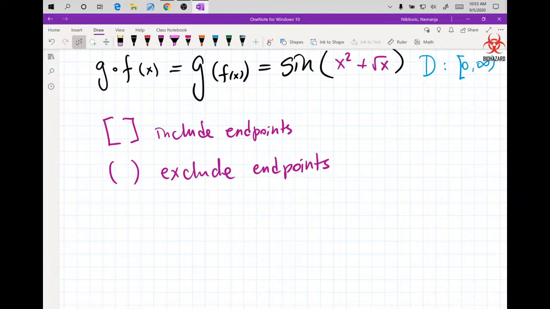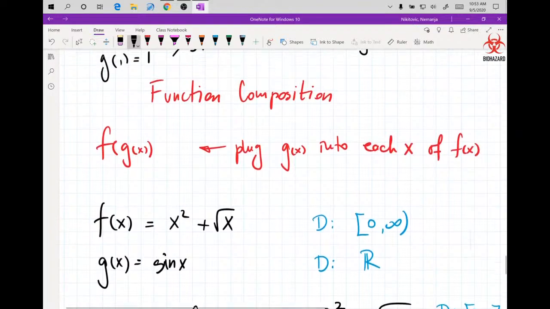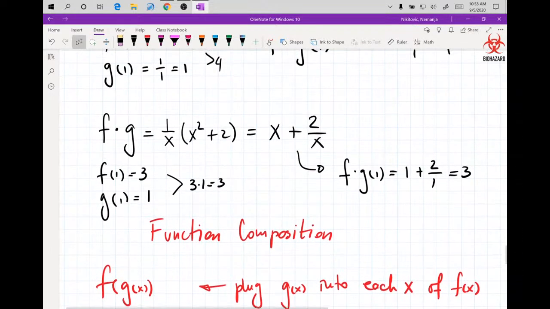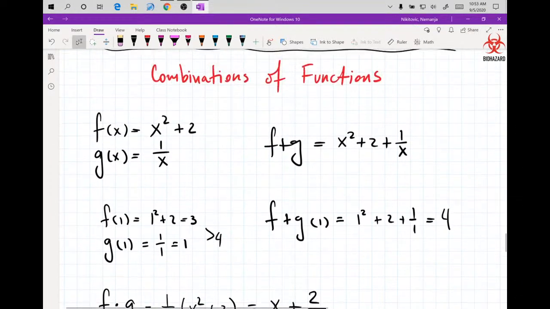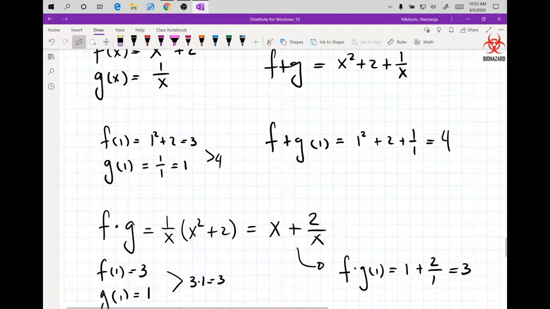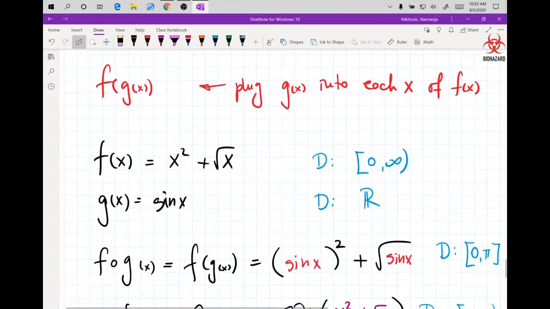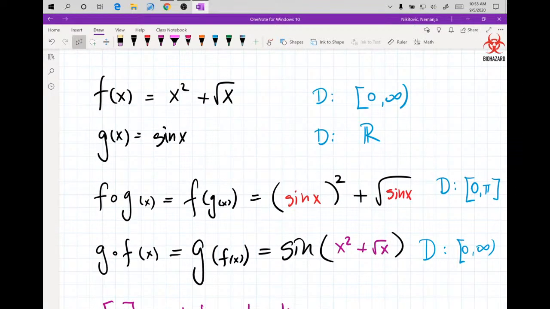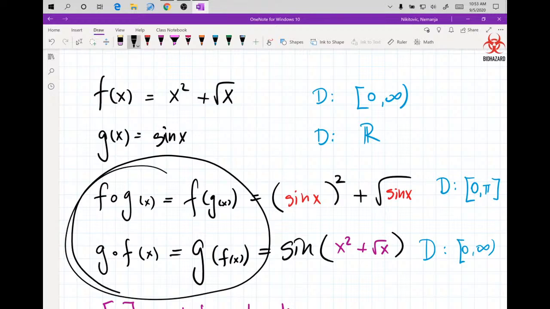So function composition will be used a lot, and the hope is that you will be able to quickly recognize which function plugs into which looking at the notation. So f composed with g, or g composed with f. This is your guide, where it says that g is plugged into f, and f is plugged into g.